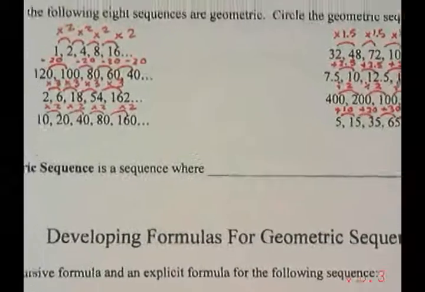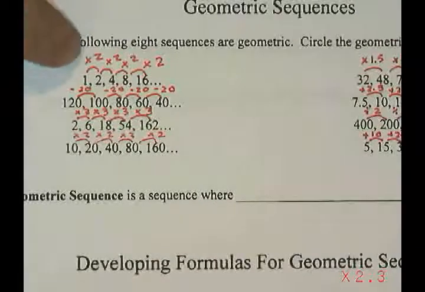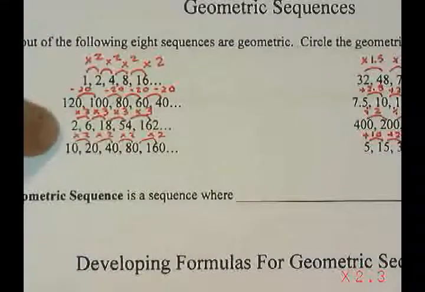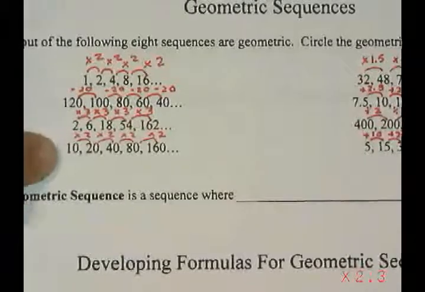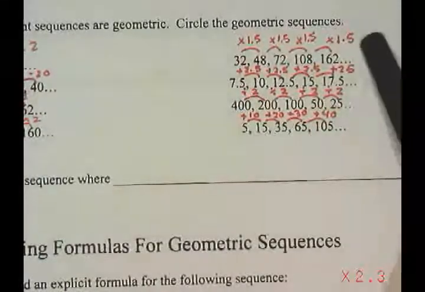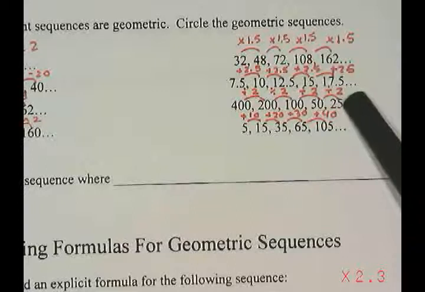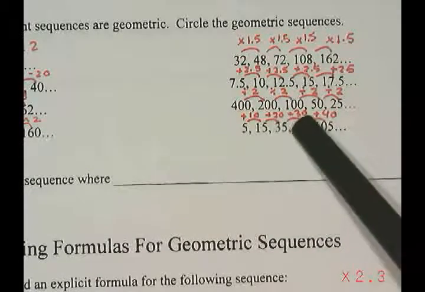So in the first 4, what I did was look at the patterns. For the first one here, we're multiplying by 2. In this one, we are subtracting 20. This one, we're multiplying by 3. This one, we're multiplying by 2. If I slide across, this one, we're multiplying by 1.5. We're adding 2.5 here. We are dividing by 2 here. And we're adding 10, then 20, then 30, then 40.